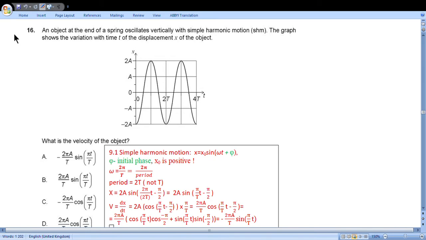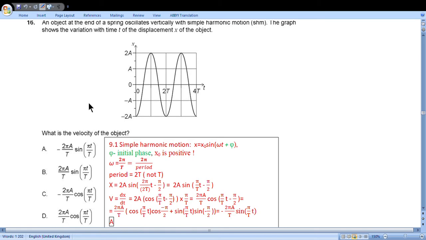An object at the end of a spring oscillates vertically with simple harmonic motion. The graph shows the variation with time of displacement x of the object. What is the velocity of the object? This is a bit tricky question.